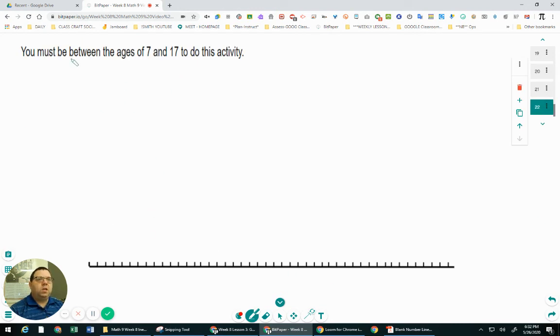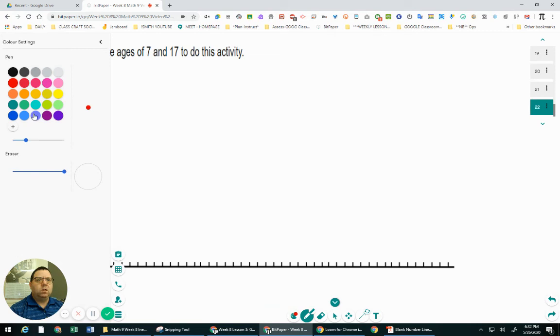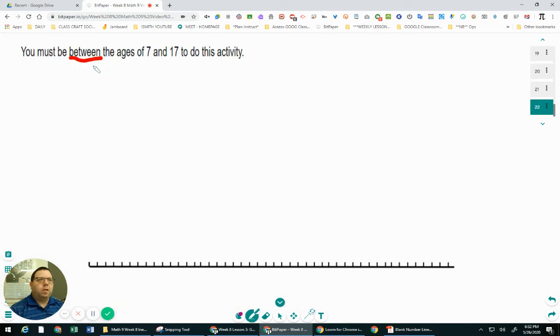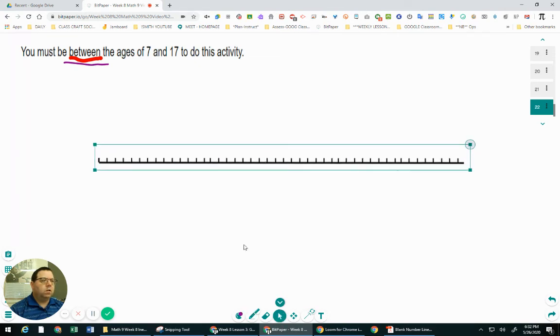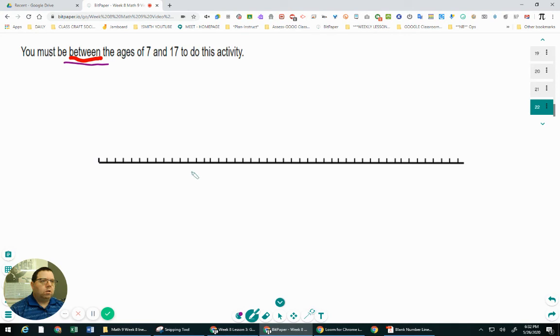Okay, you must be between the ages of 7 and 17 to do this activity. I'm going to switch to purple. All right. Okay, so let's pick this as 5, 7, 8, 9, 10, 15, 20. I probably didn't need to actually use this number line. That's okay. This is a good lesson on scale, right? Did I need the number line to be this small in terms of tick size? No, probably not. That's okay though. No worries.